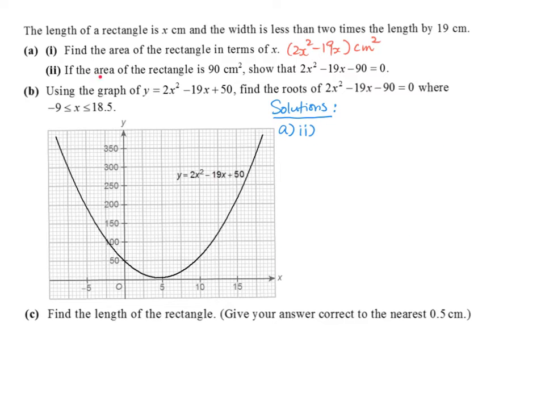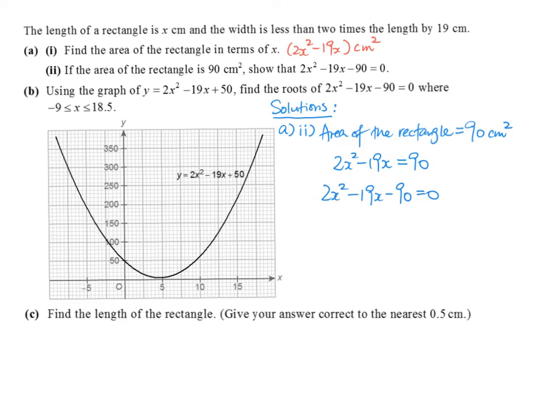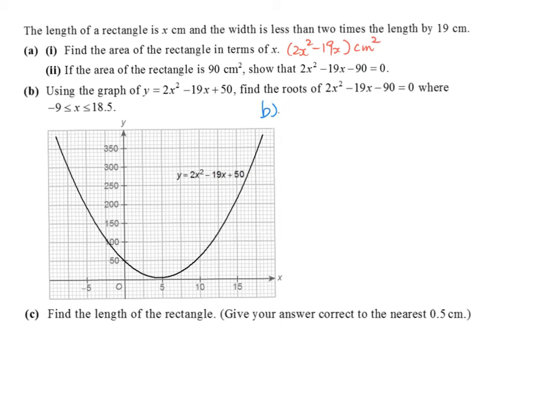Now for part 2, if the area is 90, show that this is true. Because the area of the rectangle is 90 cm square, and so using part A, this equals 90. And so this is true. Now the most important part is actually part B. We are going to find the roots of this.